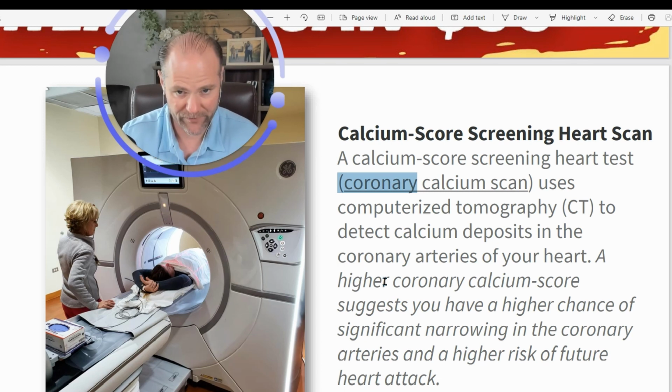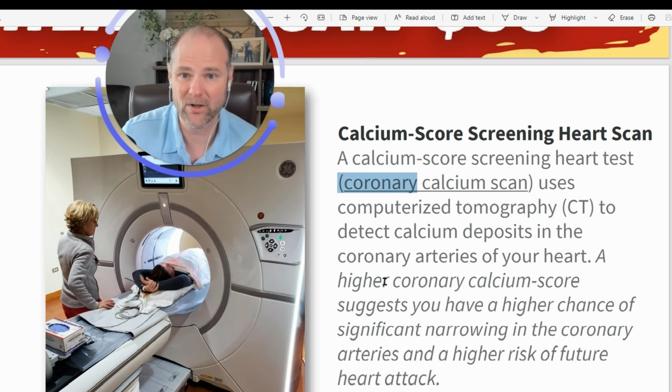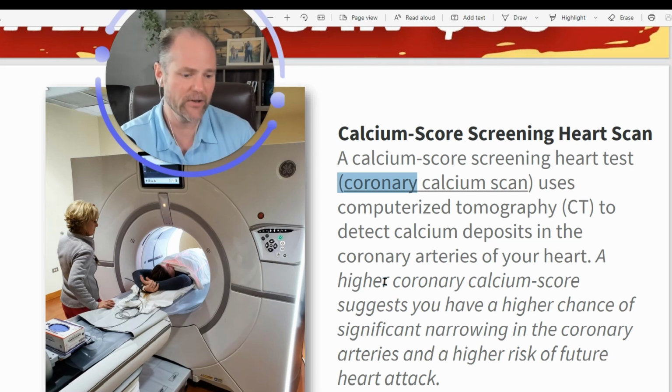Now, why is this so significant? If you have calcification in the arteries in your heart, you probably have calcification to some degree in your legs, in your brain, in your hands, and this can be affecting why you're not getting better.